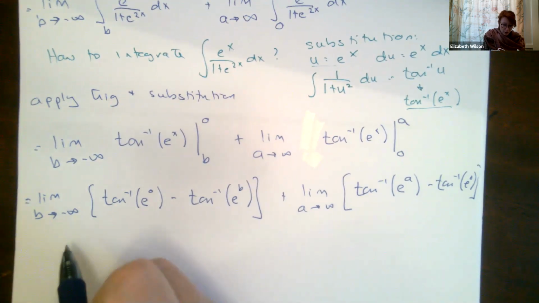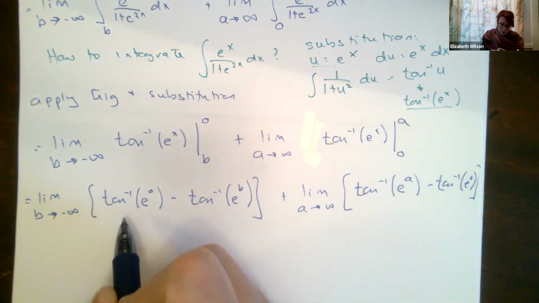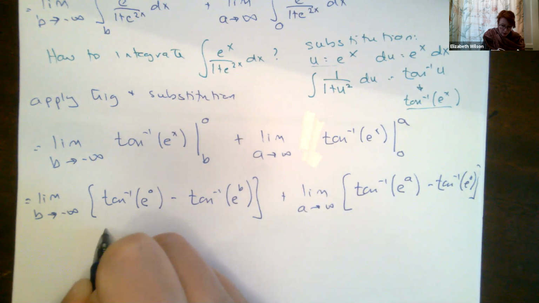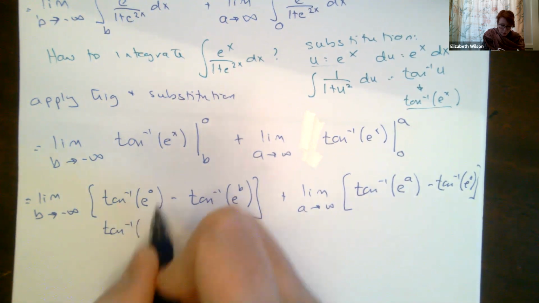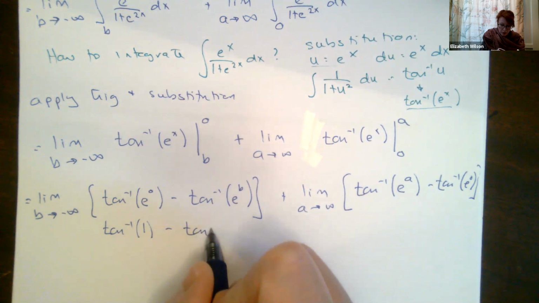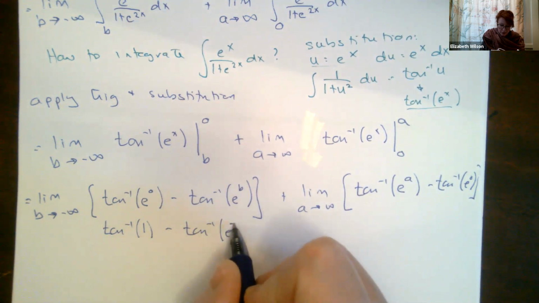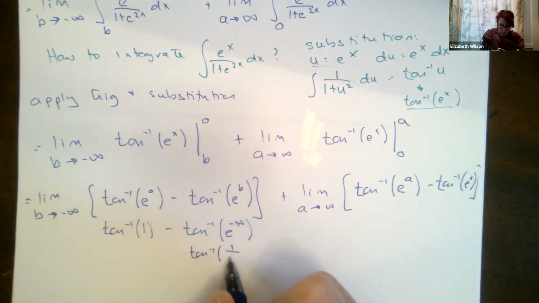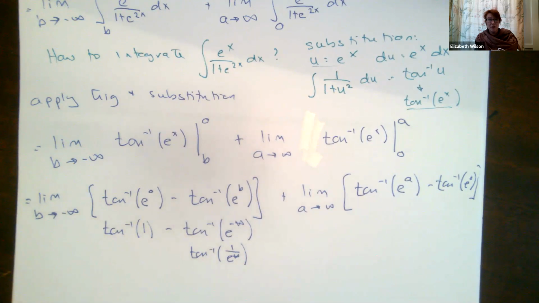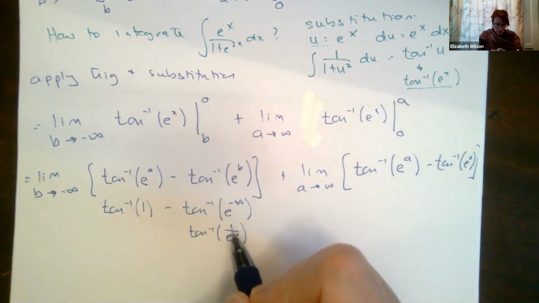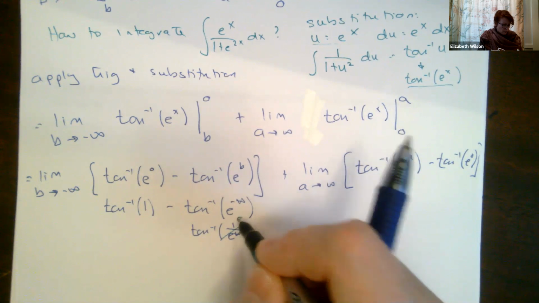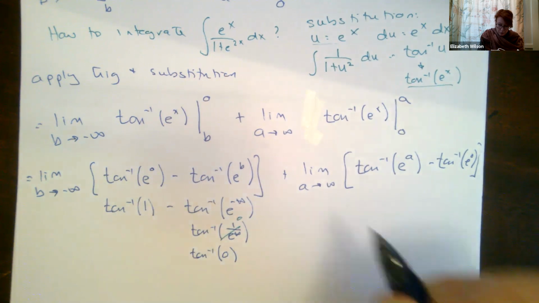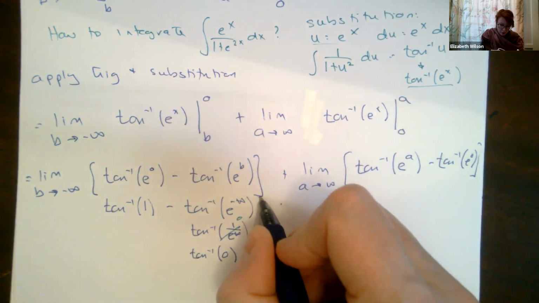Okay. All right. So now let's go ahead and think about this one for a minute. Remember we did our inverse tangents, right? So let's go ahead and plug in what our B is. This is inverse tangent, e to the zero is one, minus the inverse tangent. So e to the minus infinity, this is the inverse tangent of 1 over e to the infinity, right? So e to the infinity is a huge number, which means that this thing here goes to zero. So then we have the inverse tangent of zero.